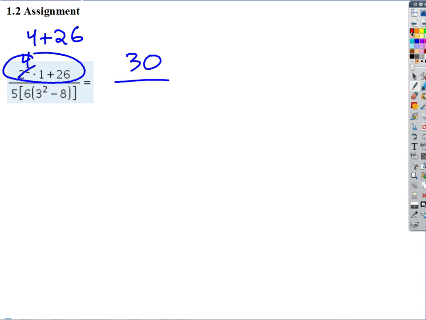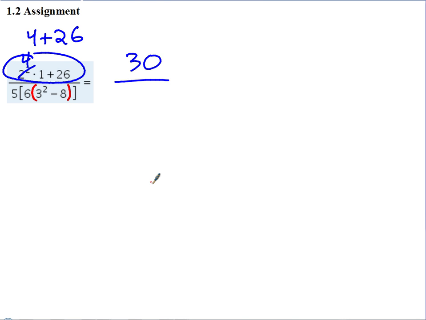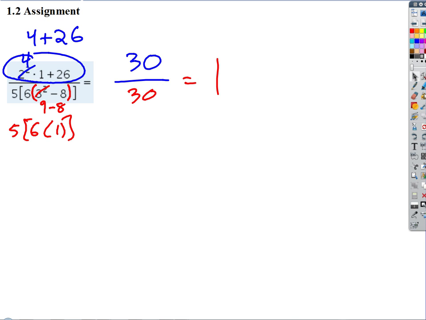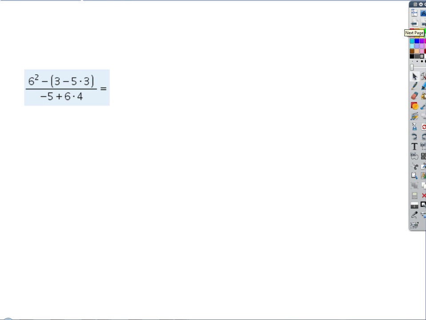Let's do the bottom. Bottom's going to be red. Okay, parentheses, but which ones? First meaning the inside ones. So I've got to deal with those first, right? What do I do first in there? Okay, so the 3 squared becomes a 9 minus 8. What's that? 1. Okay, so now it looks like 5 times the quantity 6 times 1. So technically, what do I do first? 6 times 1 is 6. Times 5? So what's our answer? Okay? Good? All right. So there was one that looked like not that big a deal. Fine with it.